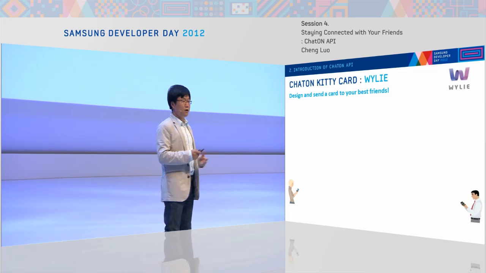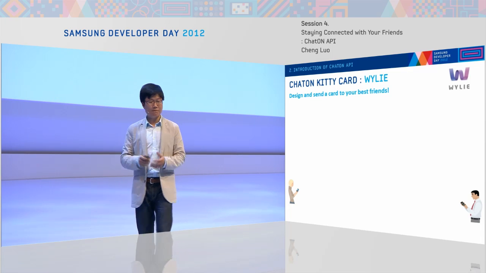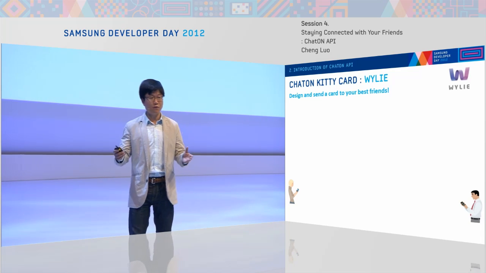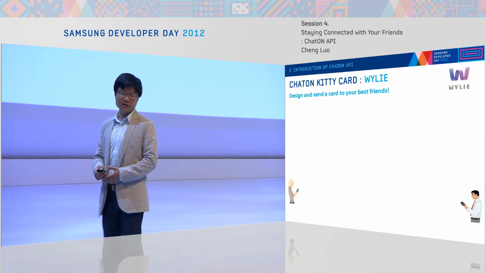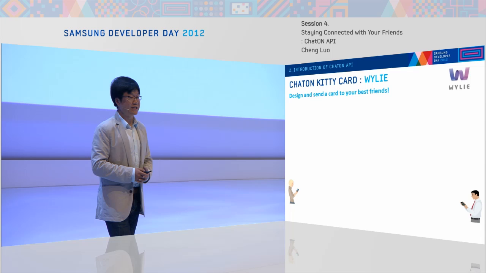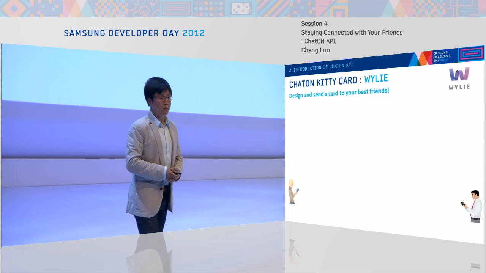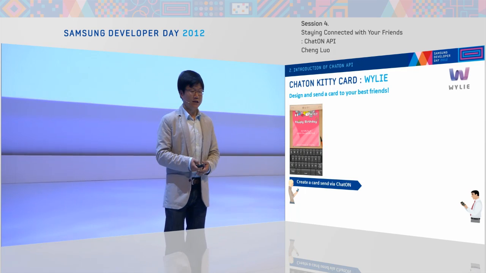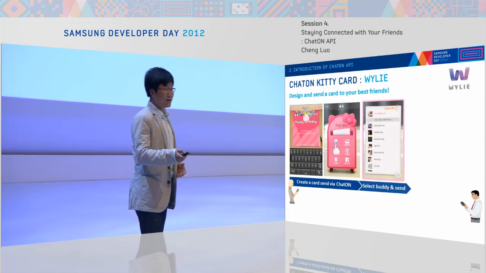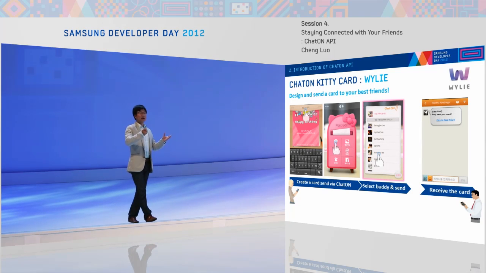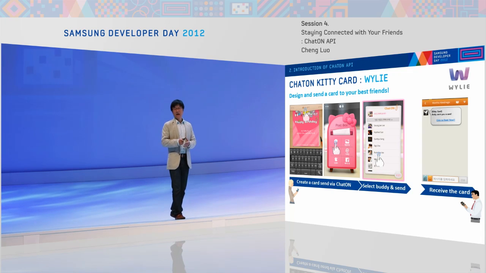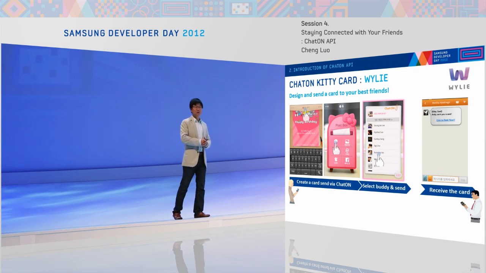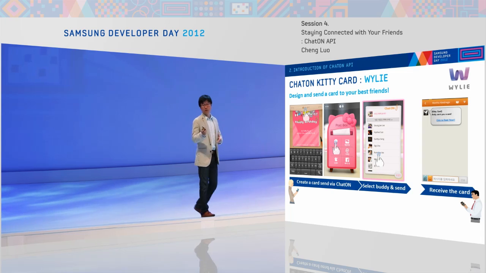Now let me give you some real examples. Our partners have been using those APIs, created some demo apps, and show how the ChatON service can be used in a third-party application. The first one is called Kitty Card. The company called Wiley created a Kitty Card application. What it does is create an e-postcard on one device, find friends, and share the card with your ChatON friends.